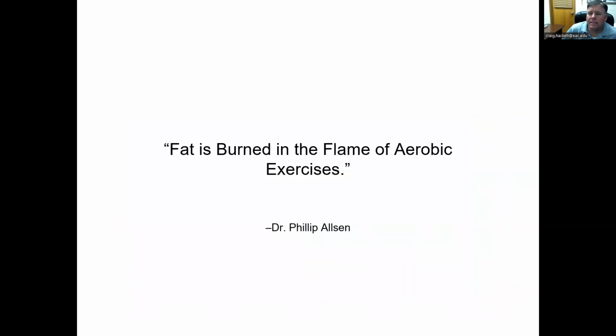I want you to remember this saying: fat is burned in the flame of aerobic exercise. Dr. Olson was a professor of mine at Brigham Young. He's retired now, but he was an expert on fitness. He wrote a bunch of textbooks, became pretty wealthy because of that, and had some interesting sayings, and this was one of them. Fat is burned in the flame of aerobic exercise. Basically what that means, and I'm going to ask you this on the test, try to explain what Philip Olson meant by that. And this is what he meant.